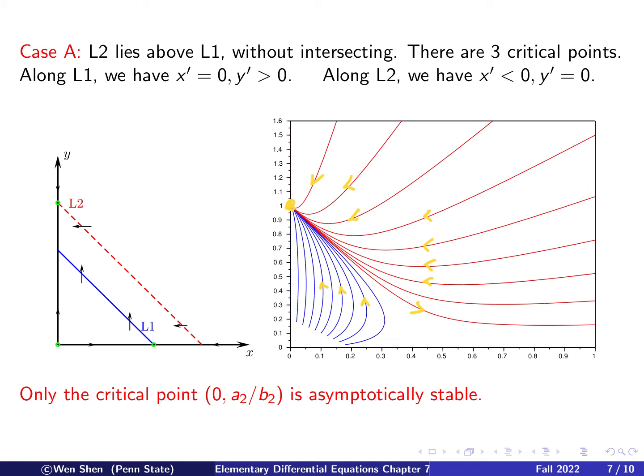So what does it mean? Well, this is an asymptotically stable critical point. And it also means that in the long run, the population of species X will die out, and in the end, only one species can survive in the long run.